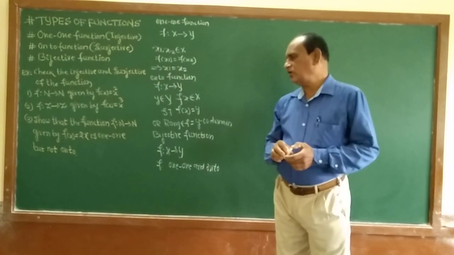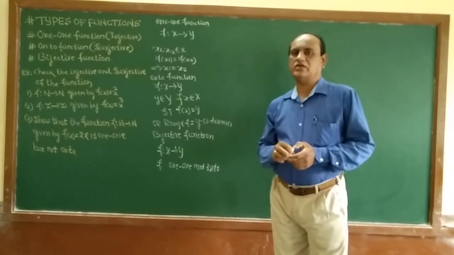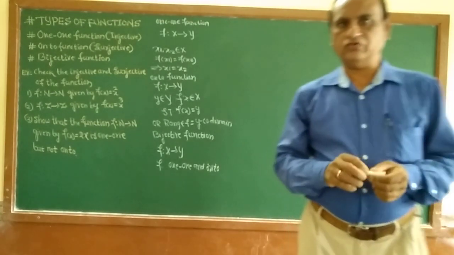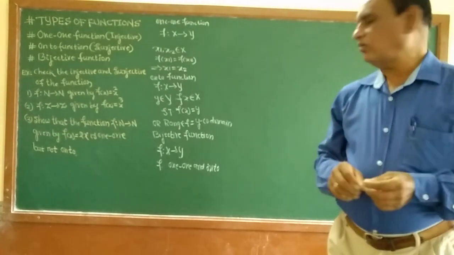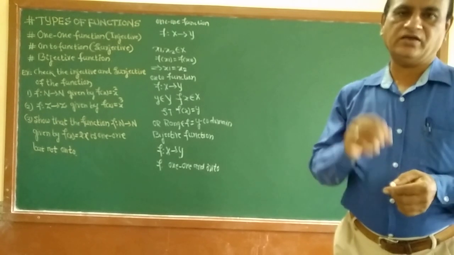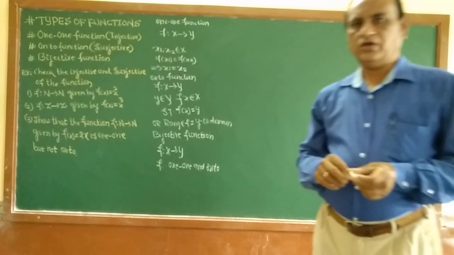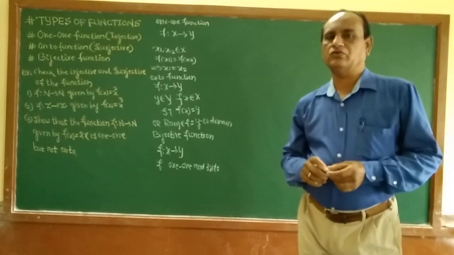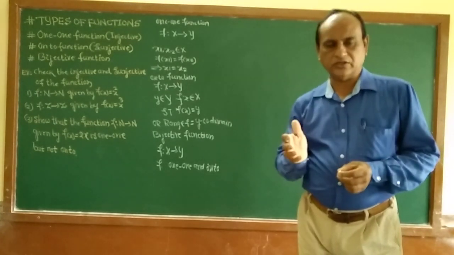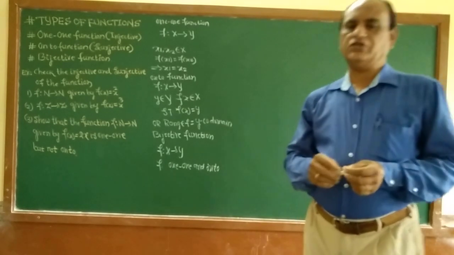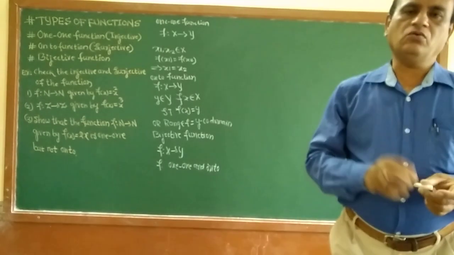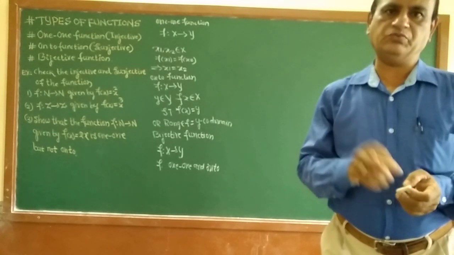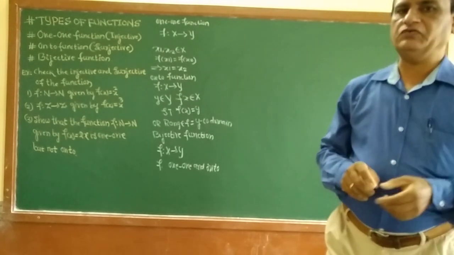A function f mapping X to Y is said to be an onto function, that is a surjective function, if for every y belongs to Y, there exists an element x belongs to X such that f of x is equal to y. In other words, the range of f is equal to the codomain Y. Therefore the function is said to be onto.